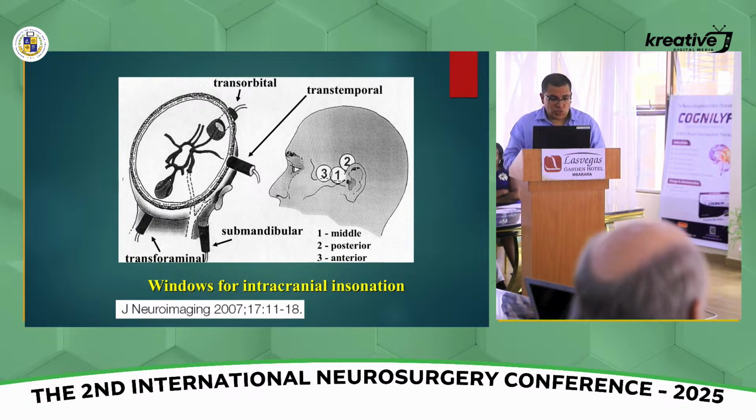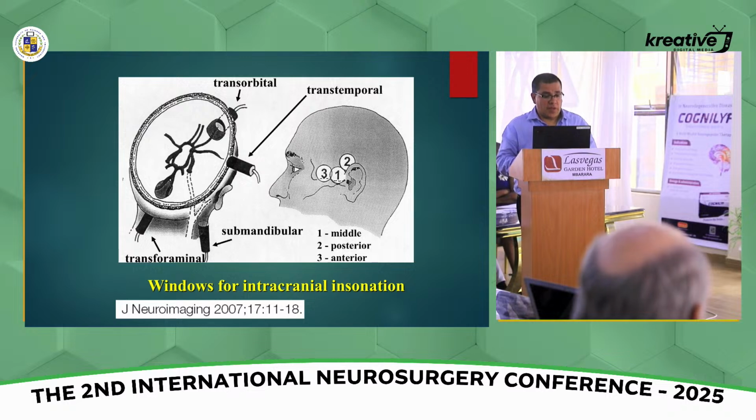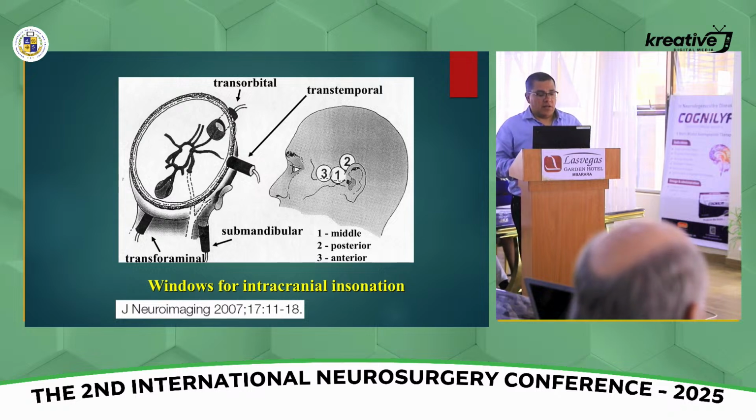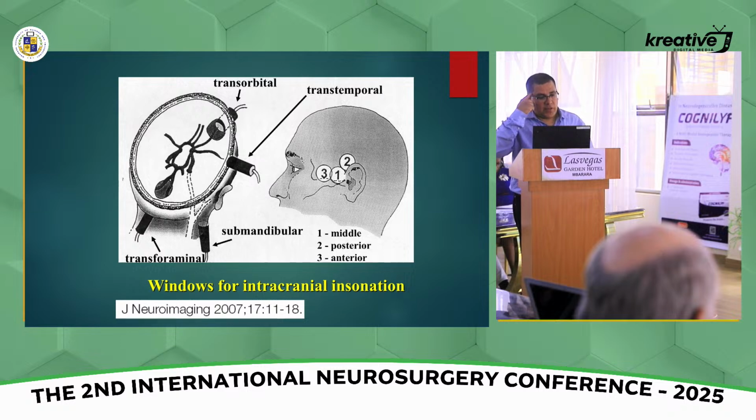So this is what I was talking about: the temporal window gives you basically an axial plane and a mesencephalic view of the intracranial vasculature, and it allows you to identify almost the whole circle of Willis using transcranial Dopplers. The others that I mentioned are the occipital, orbital, and submandibular. At our institution, the ones that we use the most are the transtemporal and the orbital windows.